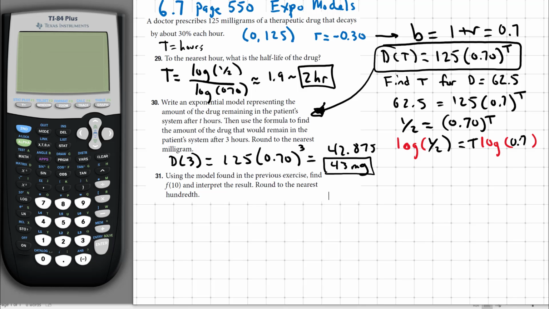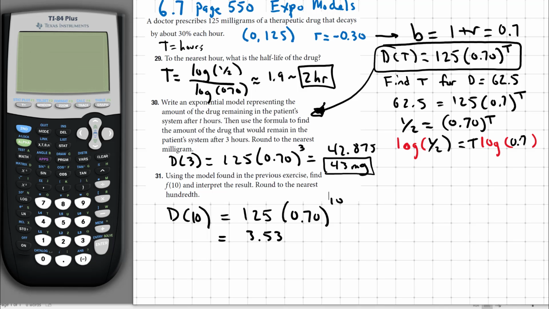Use the model found in the previous exercise to find f of 10. Now I call it D, but it's a repeat of problem number 30. So we're just going to plug in 10 for our time. So we got 125 times 0.70 to the 10 power. And when we run that in the calculator, we're going to get 3.53, and they want us to interpret that.